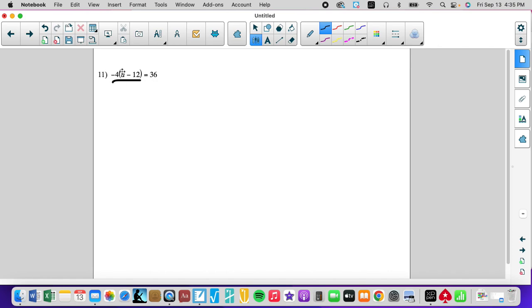So negative 4 is multiplying this quantity. So I'm going to divide by negative 4. Now Chewbacca goes away, and you're left with a minus 12 equals 36 divided by negative 4 is negative 9. We'll add 12, and we get a equals 3.